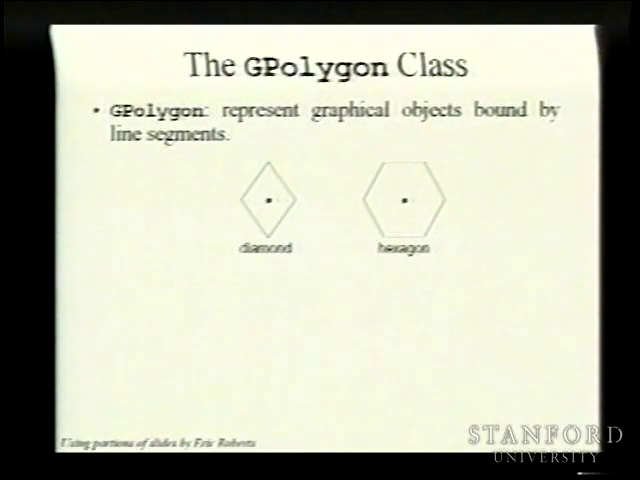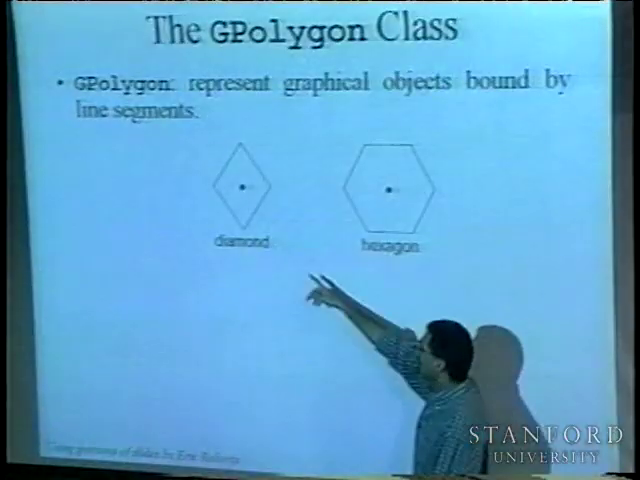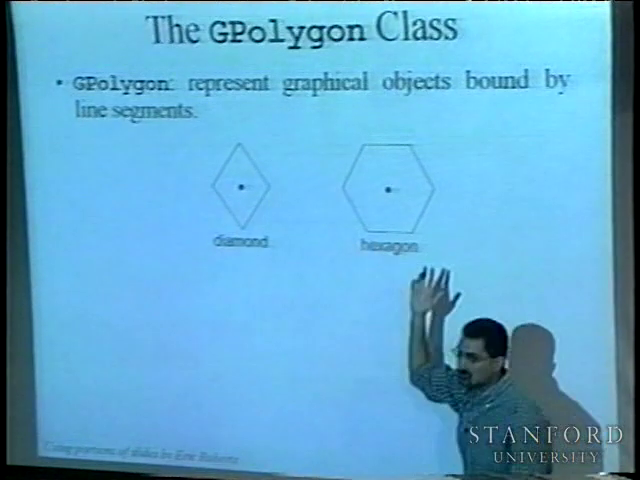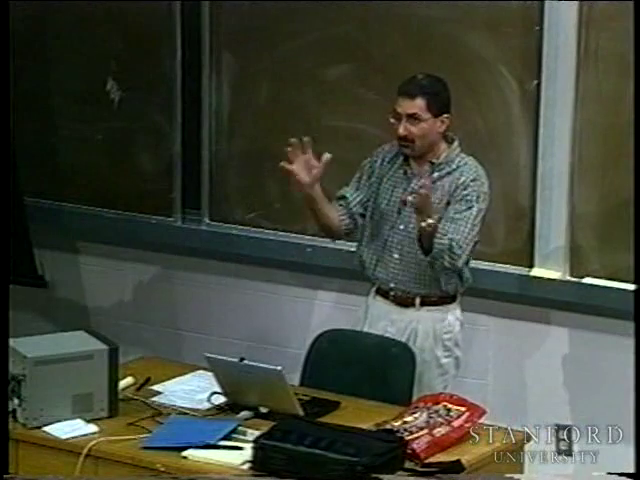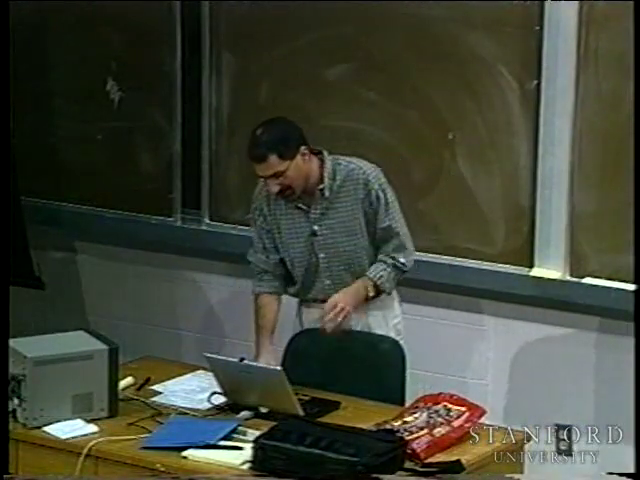Okay? There's also this class called Polygon, and Polygon's kind of a fun, interesting, cool class. What it lets you do is represent graphical objects bound by line segments, right? So we need to get a little bit more formal. But here's a little diamond. Here's a hexagon. They're just polygons, right? And all a polygon basically is just something that has multiple sides on it. That's where poly comes from. It just means many, okay?